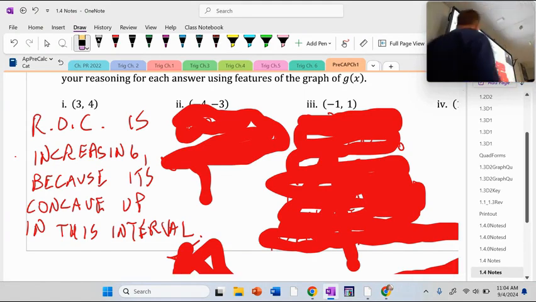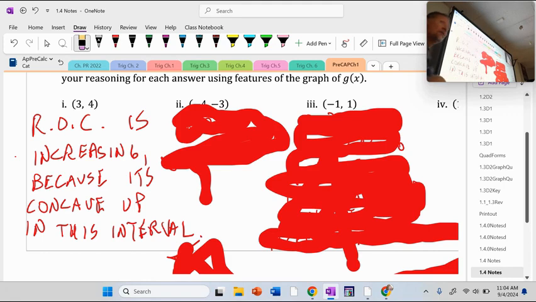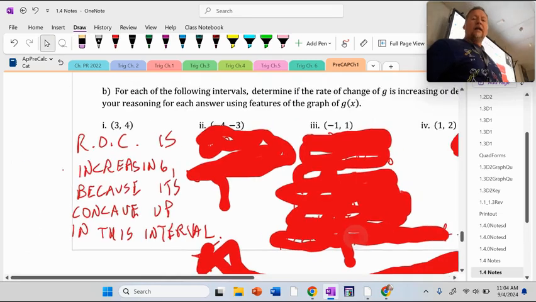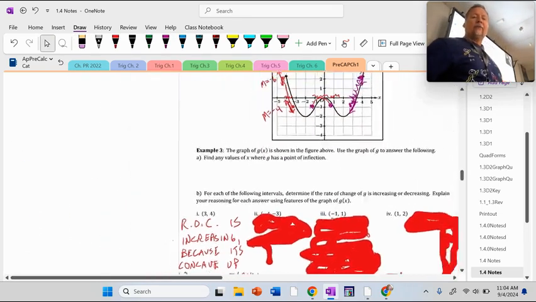From 3 to 4, they ask if it's increasing or decreasing, not positive, so I have to say that. Rate of change is increasing. One reason you could use is because it's concave up in this interval, and that's what concave up actually means. I'd accept that. Hopefully AP does, and I don't think there was much of a problem with it. All right, and then does that say -4 to -3?